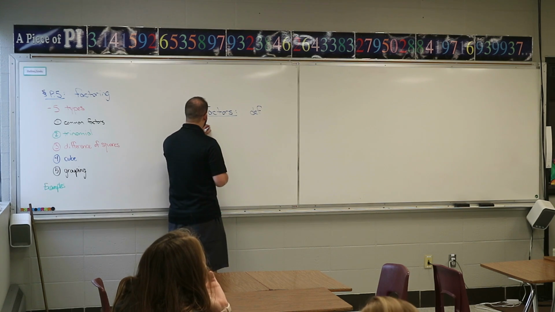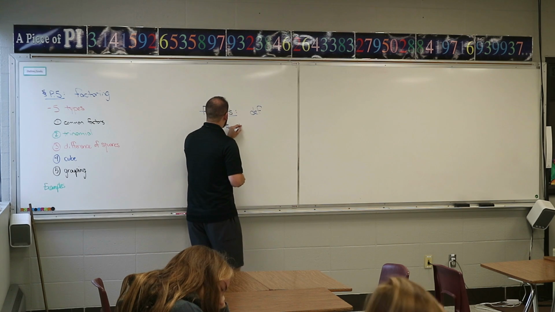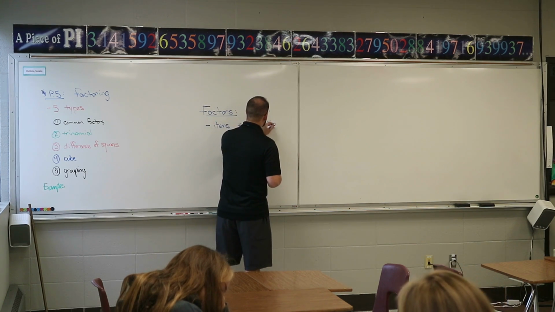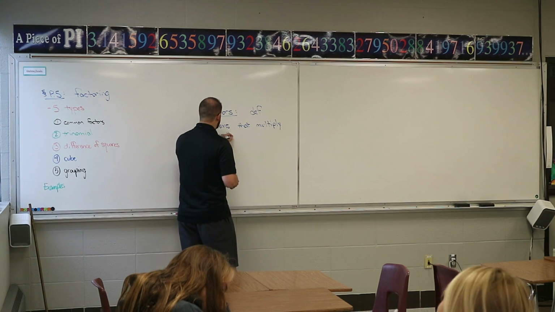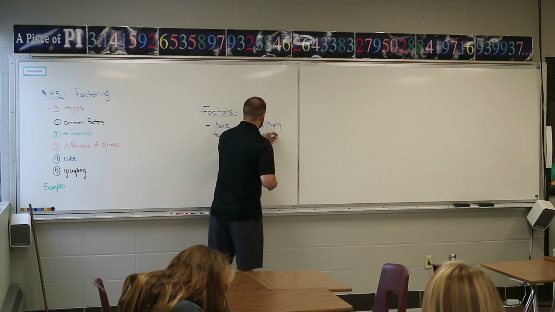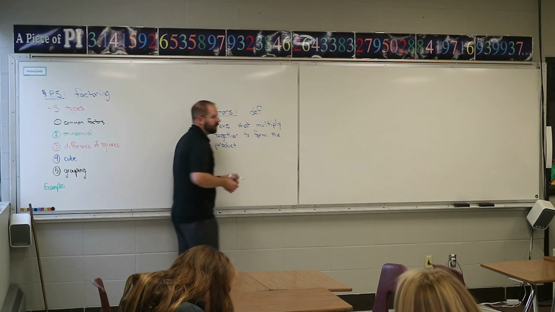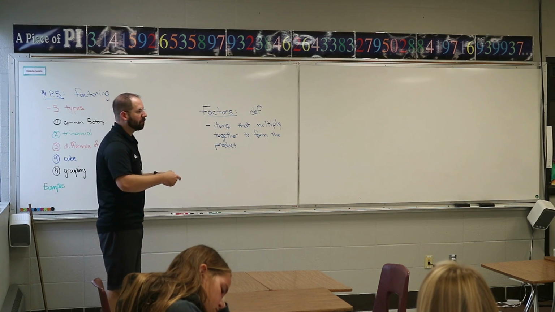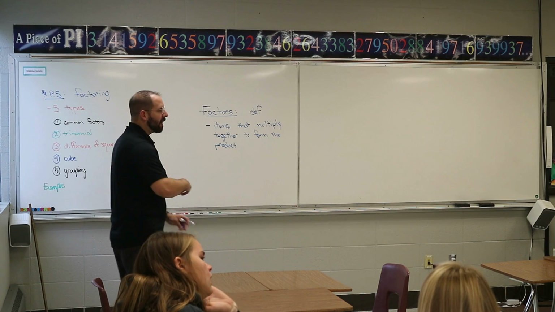Factoring is you're finding items that multiply together to form the product. Okay, the product is the result of multiplying, right? That's the key word that most people have that misconception about. But you're trying to find the items that multiply together. It's like you have the answer and you're going backwards.